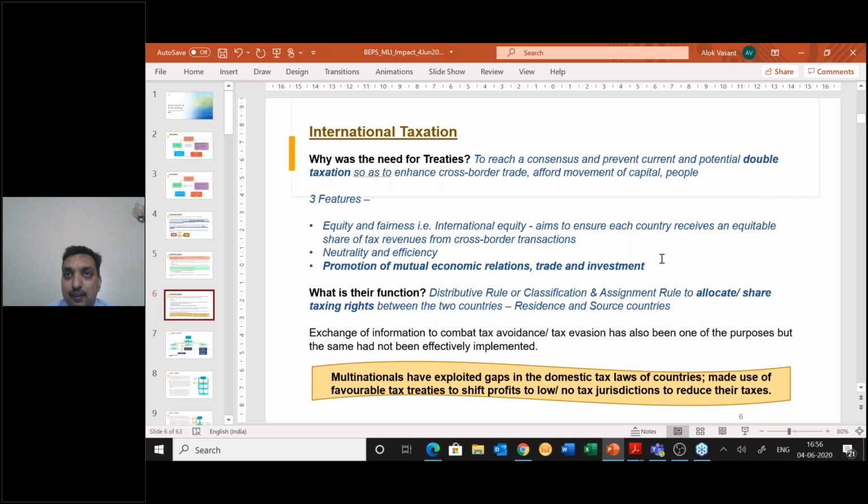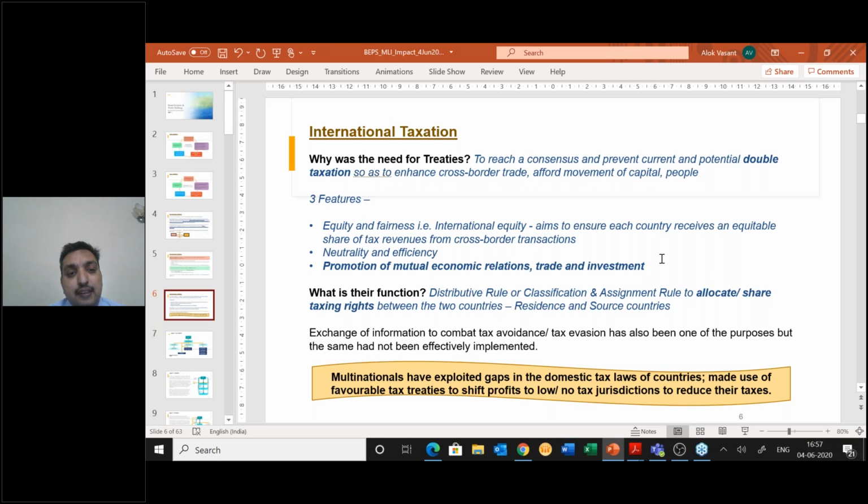And how was that done? The countries got together and bilaterally agreed that, okay, on income A, you tax; on income B, I will tax; on income C, you tax up to so much amount or percentage, and I will tax the balance; or on income D, you don't tax, I will tax. So it was more of a distributive or assignment rule agreed between the parties as to how taxing rights should be allocated between the two countries, being the residence country and the source country.